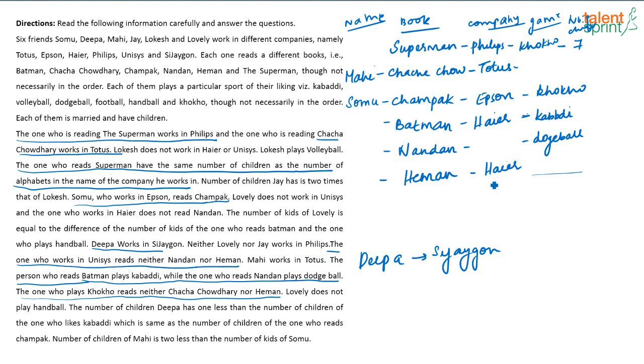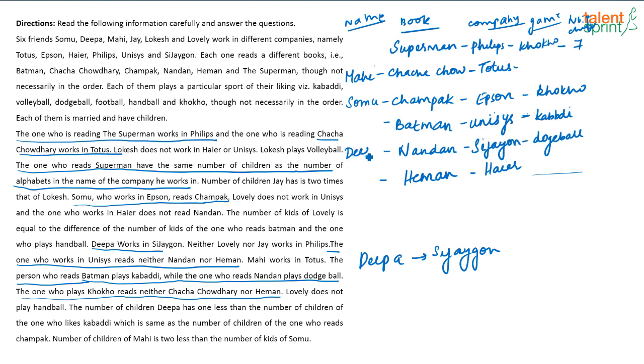So the one who works in Unisys does not read both. So where should Unisys be? This has to be Unisys. Okay, so if you look at the companies, Unisys can't come here or here. So Unisys has to be here. So obviously this is Hair. So what will come here? What are we left with? We are left with CJ here. So if this is CJ, then who is this?